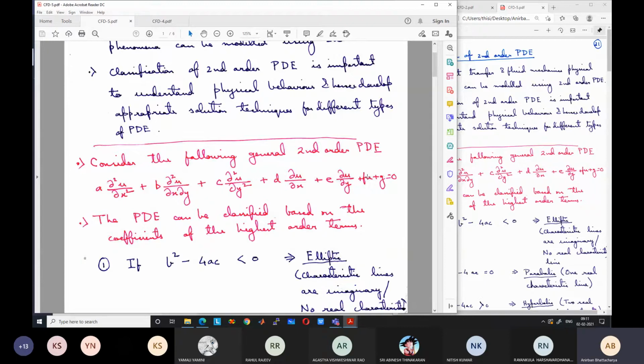Plus any term which does not have any of the dependent variable u. So those can be clubbed together in this term g. Okay.